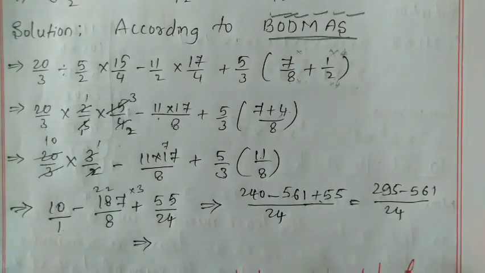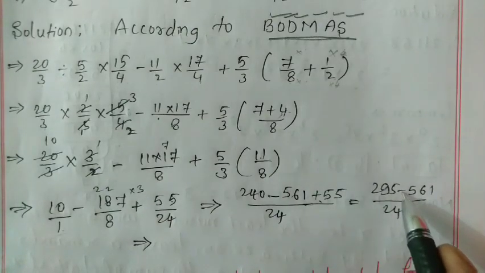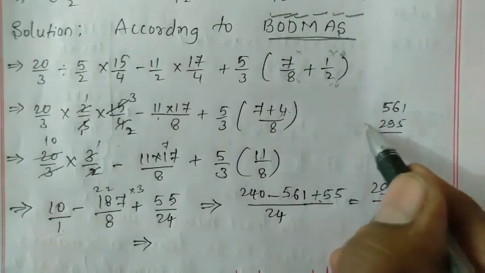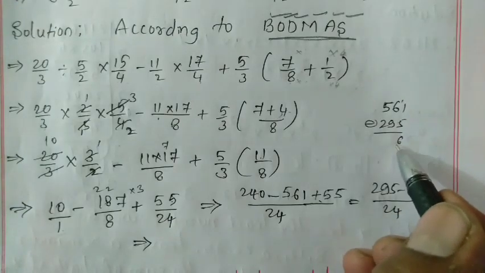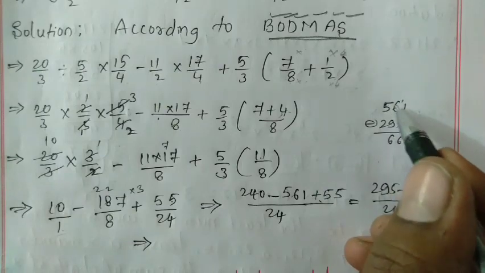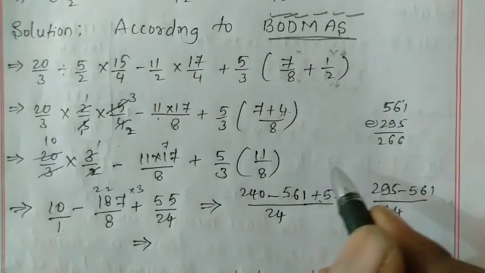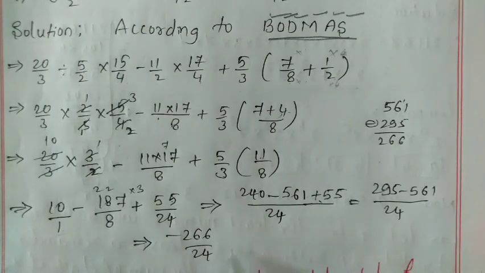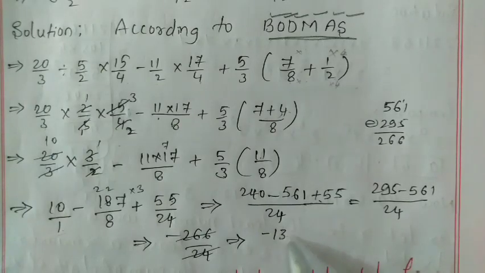So this is equal to 295 minus 561. You can subtract 295 from 561. 11 minus 5 is 6. This is 5, 15 minus 9 is 6, and then this becomes 4, 4 minus 2 is 2. So this is minus 266 divided by 24. Which equals, you can write here, 266 divided by 24, means 2 ones are 2, 2 threes are 6, divided by 2 ones are 2, 2 twos are 4.